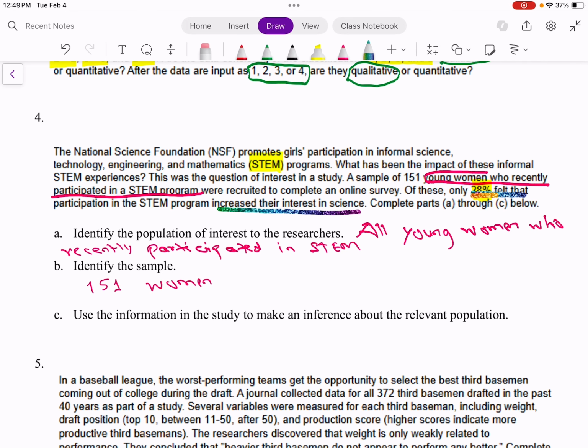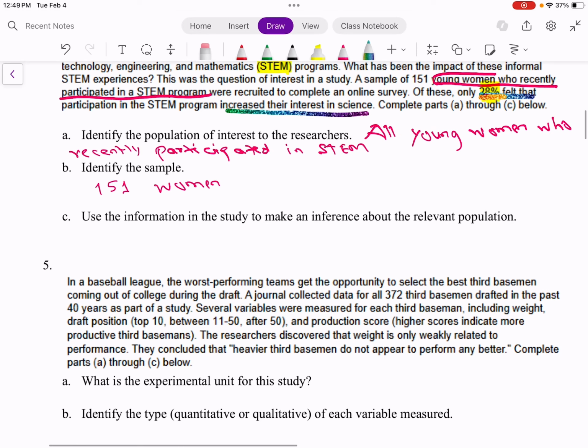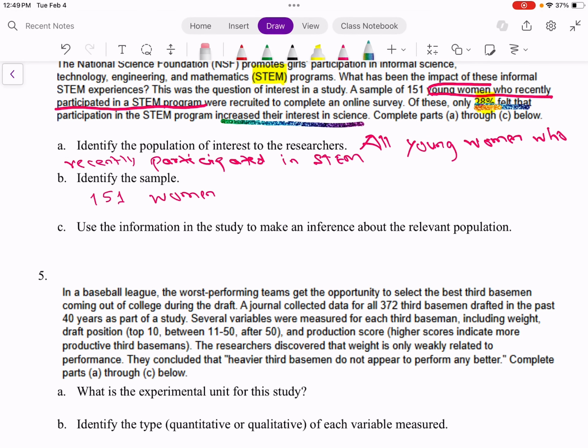Okay. So let's do up to 4. And the remaining we will do in our next class.